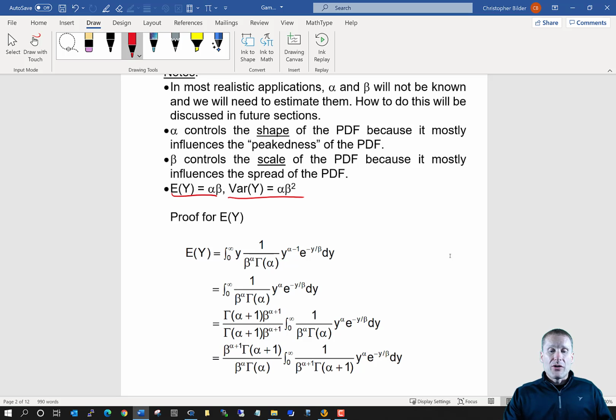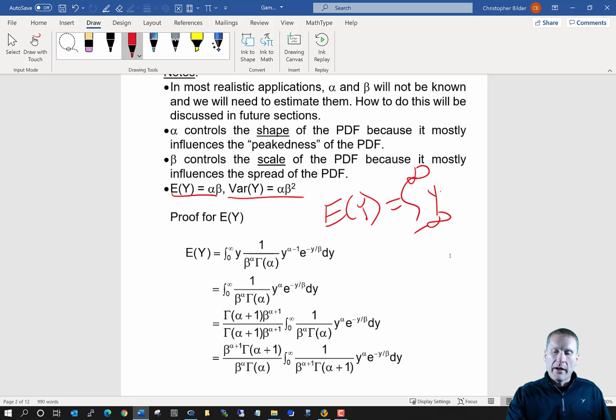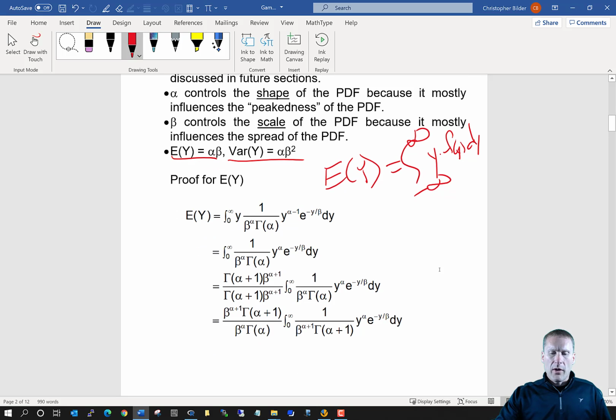And how does one show that? Well, one goes back to what we learned before, where we take the integral from negative infinity to infinity. This is for the expected value of y. Take y times f of y dy. And if we want to represent it in a general form of alpha and beta, that's where we need to do stuff symbolically. So let's actually go through the proof for the expected value of y.